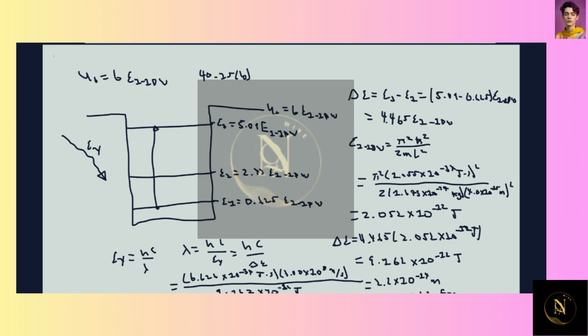So the wavelength of this photon is on the order of the width of this box. The box is 4 femtometers and the wavelength is 22 femtometers, so it's on the order of.